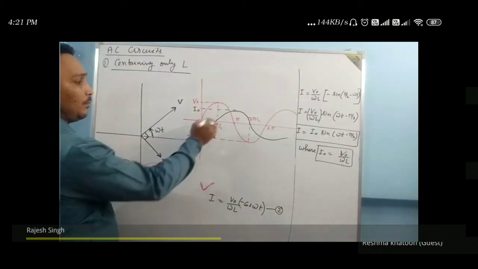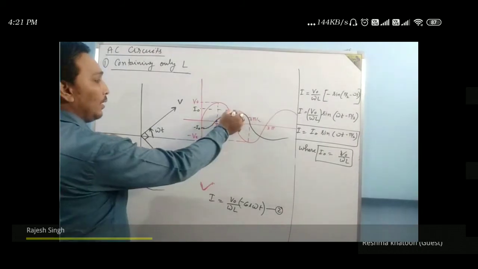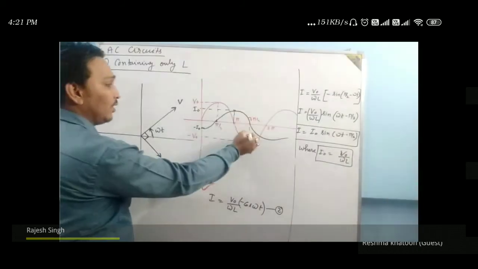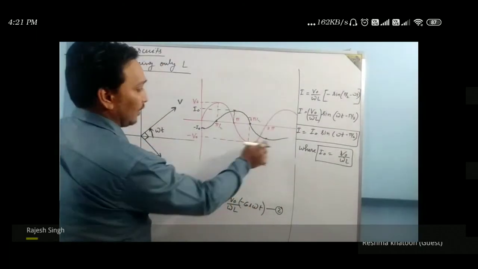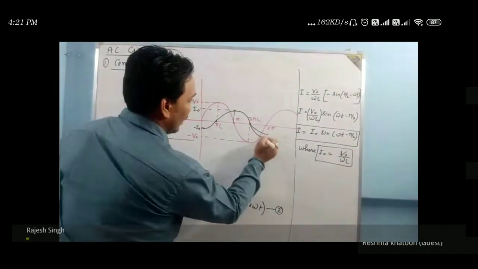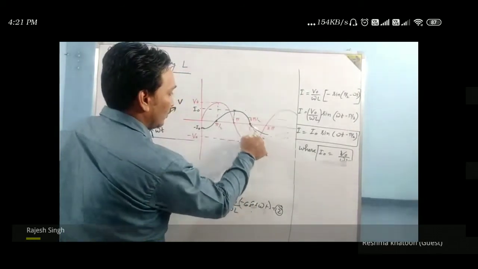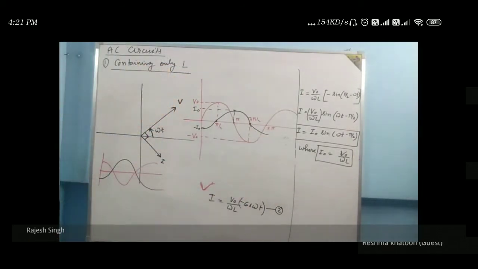At pi by 2, current becomes 0. At pi, current becomes maximum. At 3 pi by 2, again current becomes 0. At 2 pi, it is minus I naught. Have you got the graph also? Raise your hand if you got the graph. Very good.